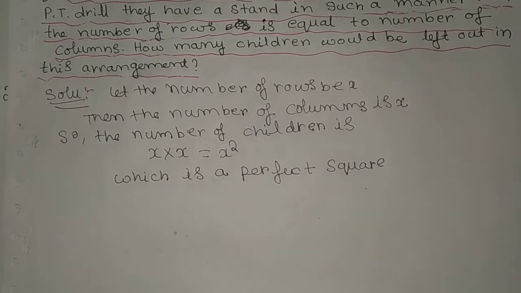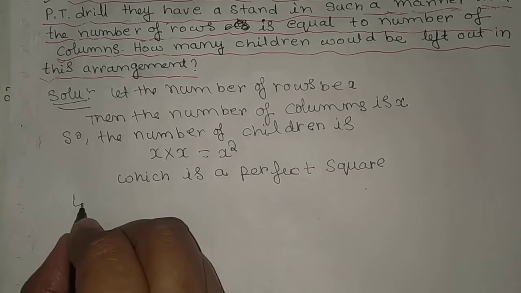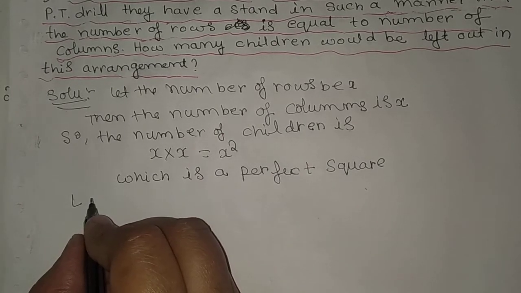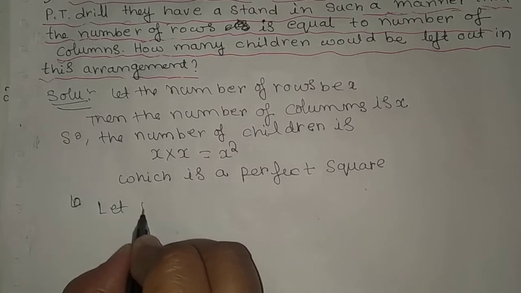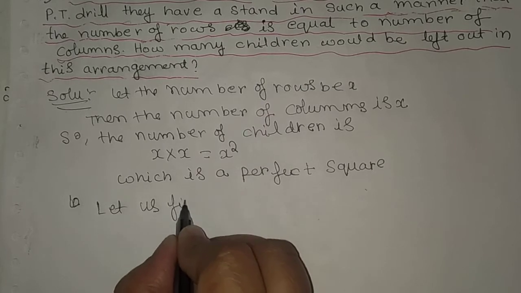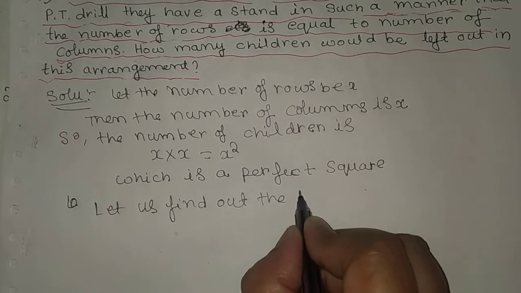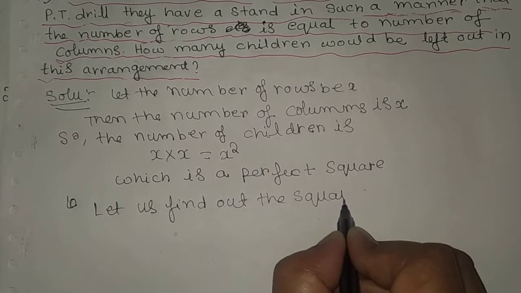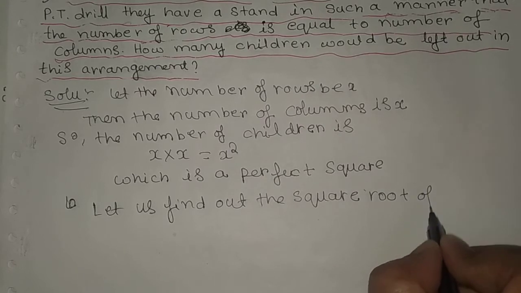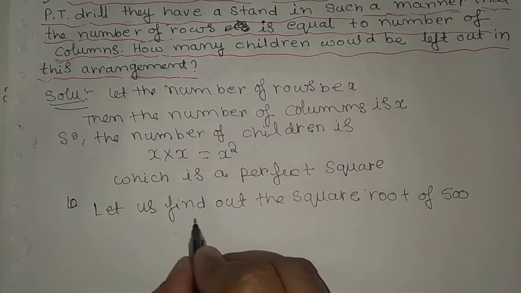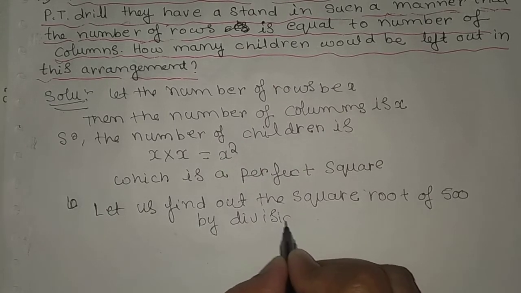So next step is, let us find out the square root of 500 by the division method. So these are the steps.